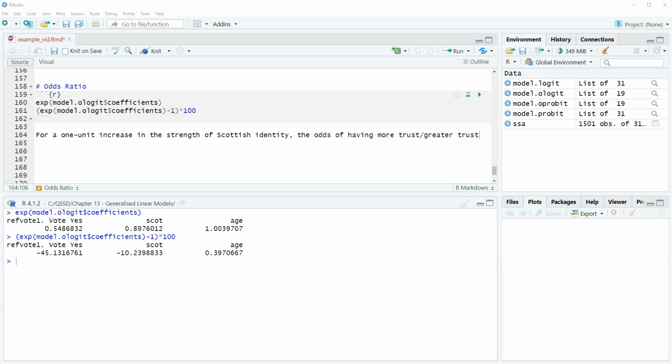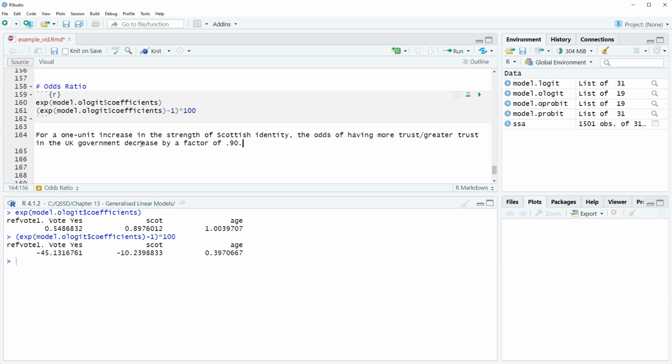Hold on a second. So having more or greater trust in the UK government, or British government. Sorry, let me get this right. The odds of having more trust, greater trust in the UK government decrease by a factor of 0.90. All right, so this, again, can get a little confusing.